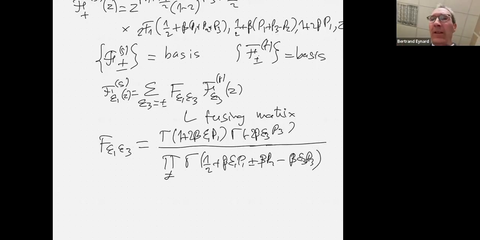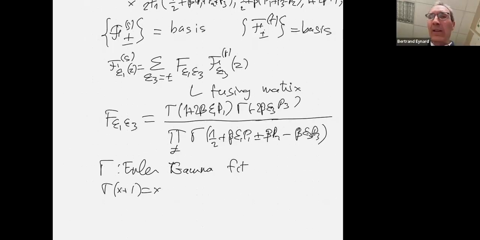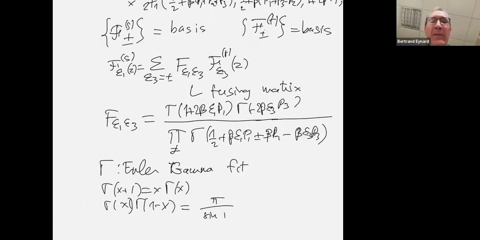And also you can find everything about the gamma function. So that's Euler's gamma function. It's a special function which in particular obeys gamma of x plus 1 equals x gamma of x, and gamma of x gamma of 1 minus x equals pi over sine pi x. And that's it for BPZ equations. And so our next subject will be to choose which solutions we need for conformal field theory.